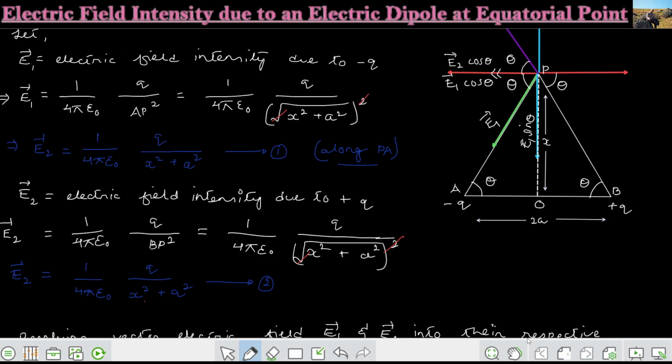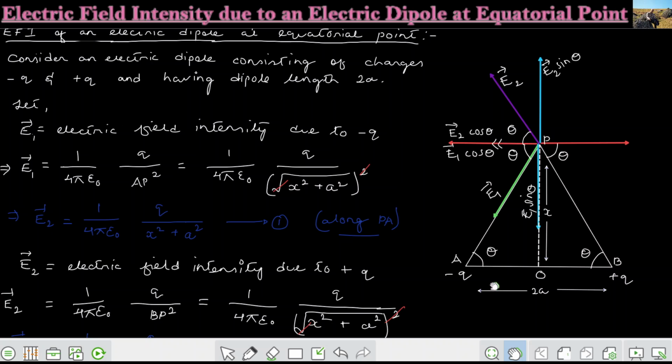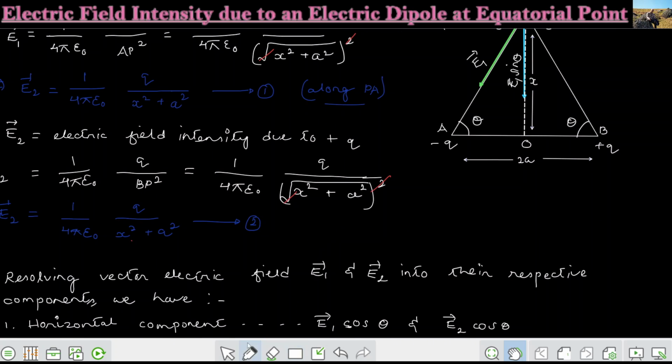Now, where is the direction of E2? The direction of E2 will be along BP produced. That is why it is represented by this purple vector. So it is along BP produced. So over here, you have to write along which direction? Along BP produced.